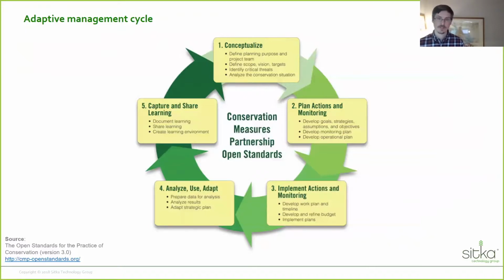At the core of this is information sharing. So you get to step 5 here, and it's all about capturing and sharing your learning and feeding that back into your next planning cycle. So it's important to understand and recognize the importance of using your data as a strategic asset to help in this cycle.